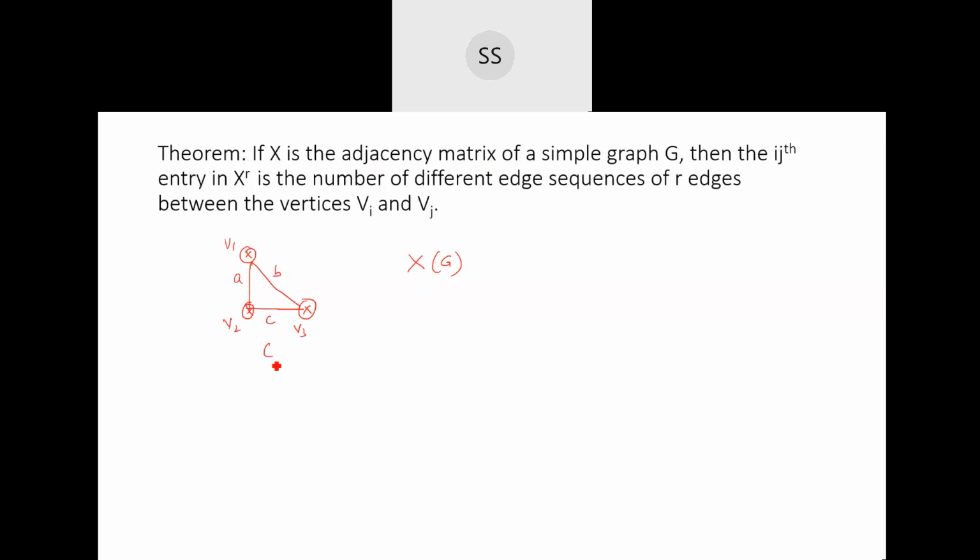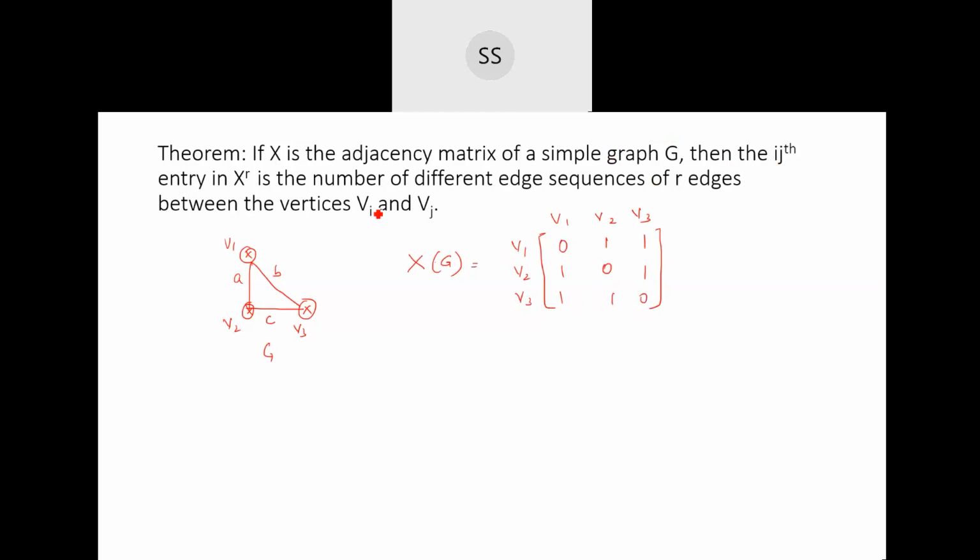This is the graph G. For the adjacency matrix, the rows and columns are the vertices V1, V2, and V3. V1 is incident with V2 and V3, V2 is incident with V1 and V3, and V3 is incident with V1 and V2. The remaining portion I'm going to put as zeros.